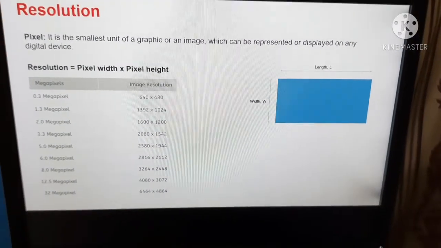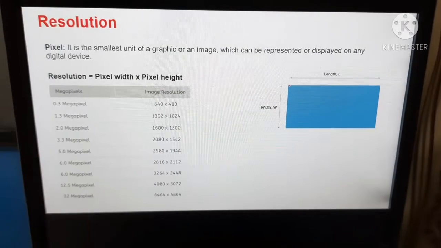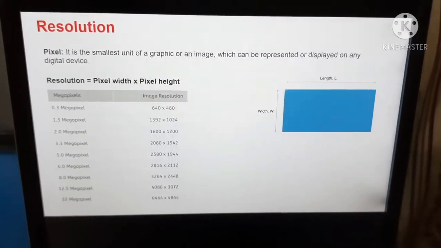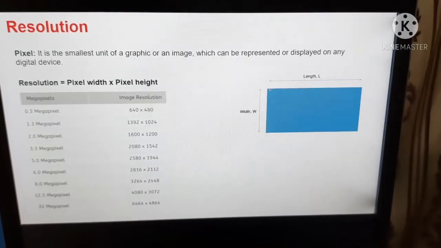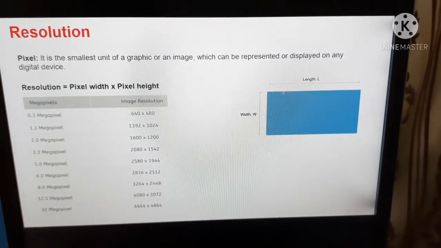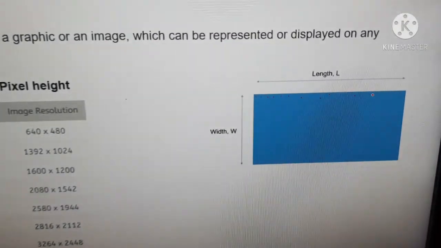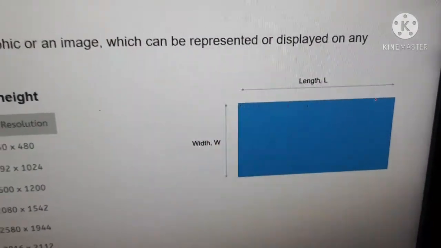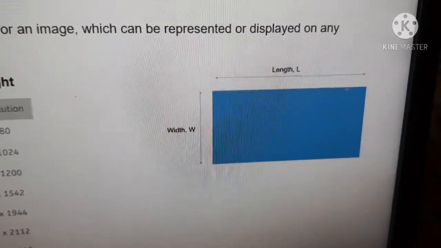So for example, you are having an image with a certain length and width. The pixel means each and every dot represented in the image. So these dots are called pixels. That is the smallest unit in a graphic or an image, and that is called a pixel.